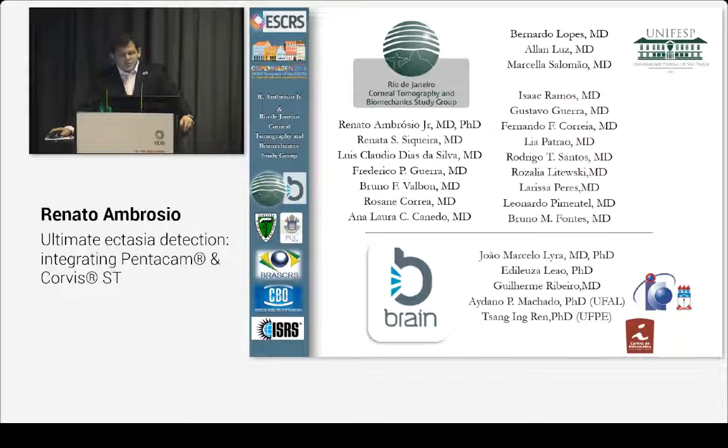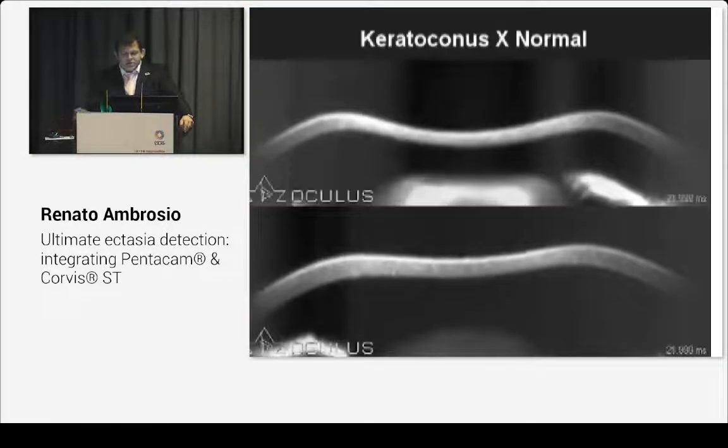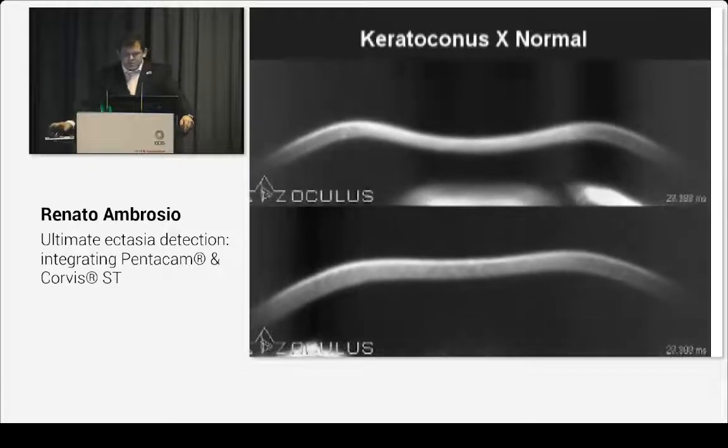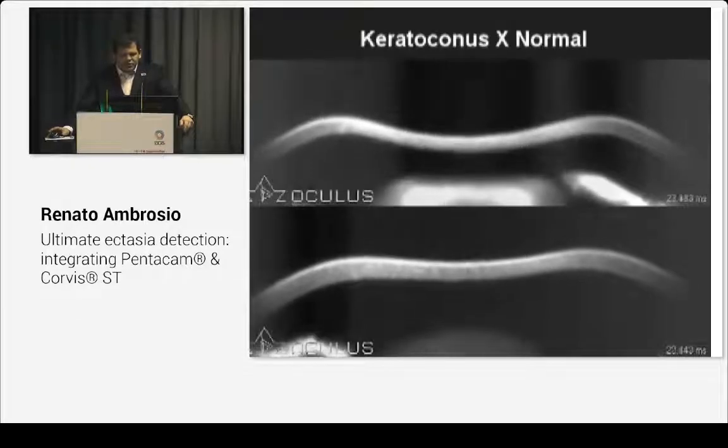This is part of a big study group. I have to acknowledge my friend Bernardo Lopes, who is a PhD fellow at Unifesp, and all my group in Rio de Janeiro, and also João Marcelo at Brain in Alagoas, where artificial intelligence is critical for this analysis. This is what we're trying to do for a long time.